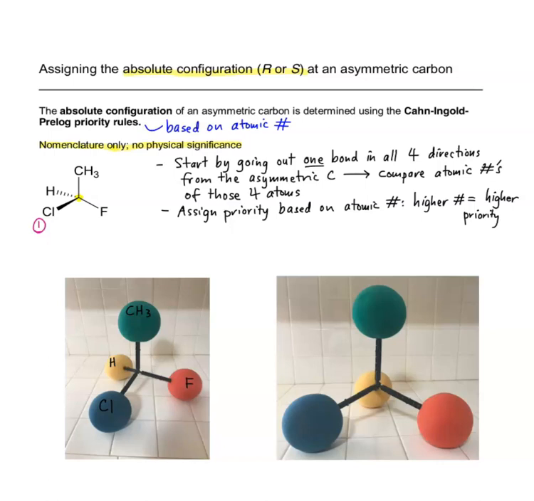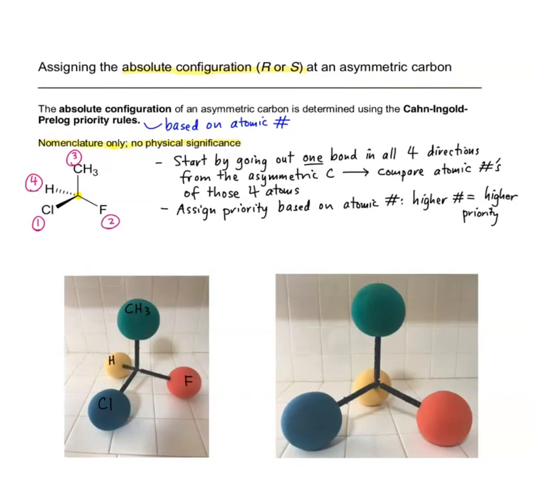The next highest atomic number belongs to fluorine, so that would be number 2. Carbon is the 3rd, so that's number 3. And then hydrogen with an atomic number of 1 is going to be number 4. Once you get the priorities assigned, you're going to orient the molecule so that the lowest priority group is pointing away from you.